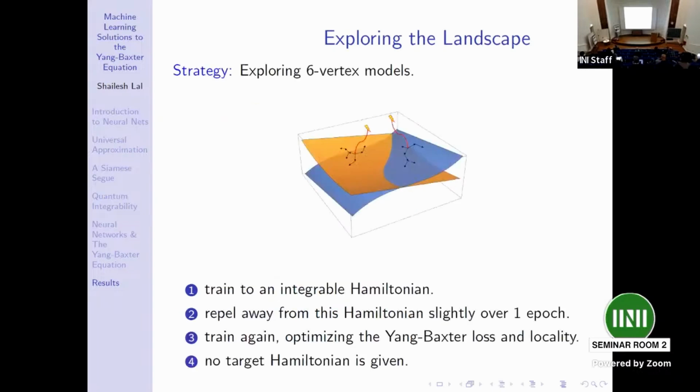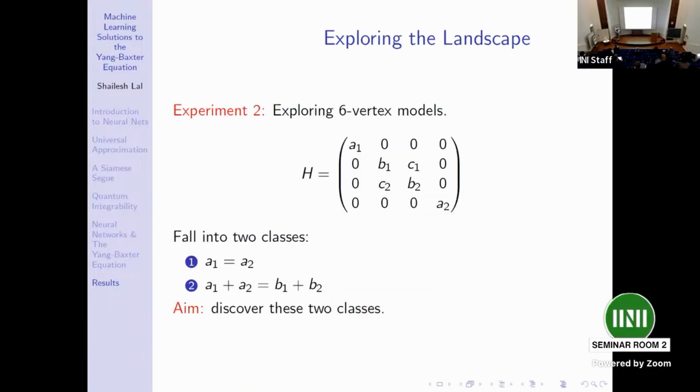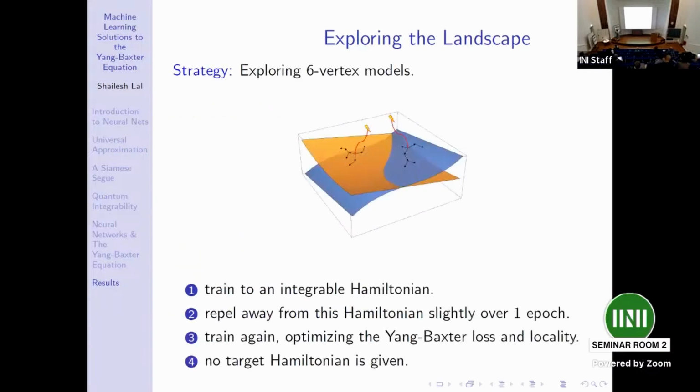So here's the strategy. You start out with some integrable Hamiltonian, and then you repel away from it by penalizing the Hamiltonian condition. This is that repulsive condition that I talked about earlier. Having done that, you again optimize, but now only over the Yang Baxter loss and locality. Essentially, you train to one such starting point, and then you navigate away from that by a very small training, so that you can expect you still stay in that little submanifold of integrable models. That's the idea of how to explore this landscape.